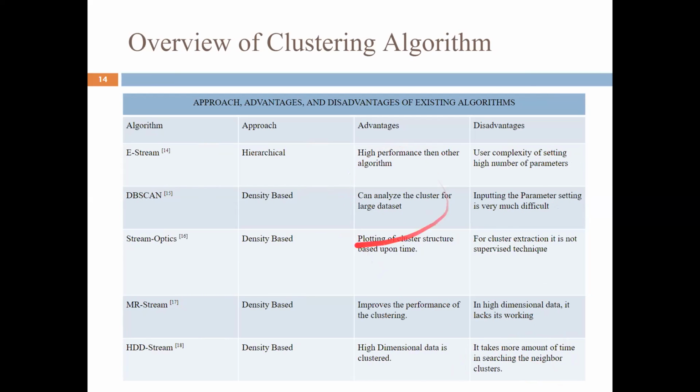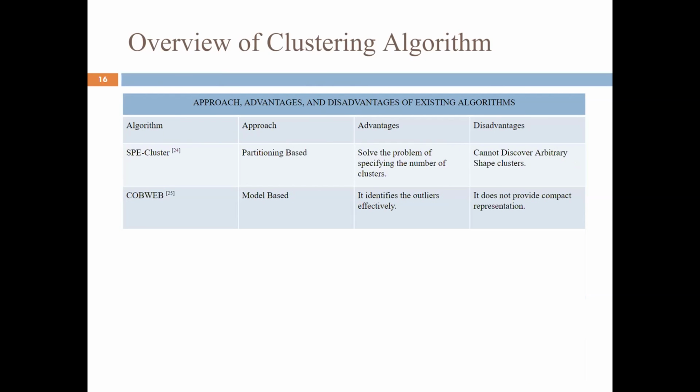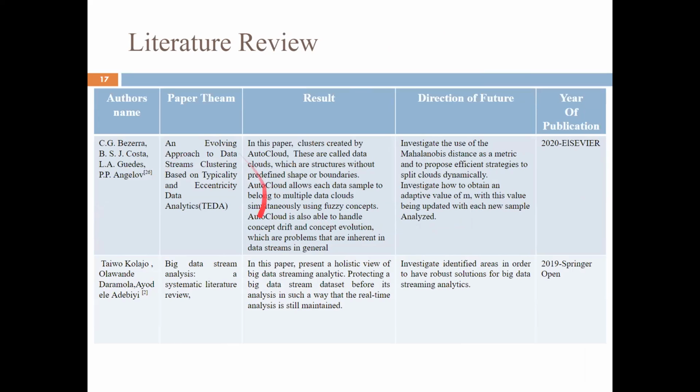So those are some of the other clustering algorithms: EStream, DBSCAN, StreamOPTICS, MRStream, HDDStream. There are a number of algorithms which have advantages and disadvantages. So that is one particular aim of my survey paper. I can find the number of clustering algorithms which have advantages and disadvantages. About 25 algorithms I can compare here according to their advantages and disadvantages. So from that I can find some literature review.